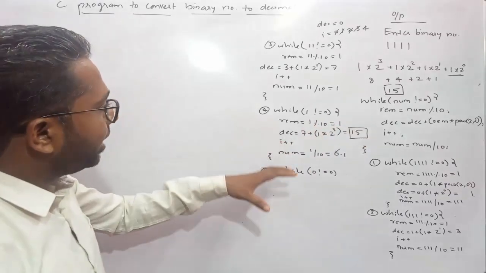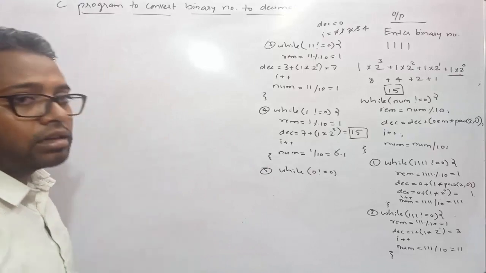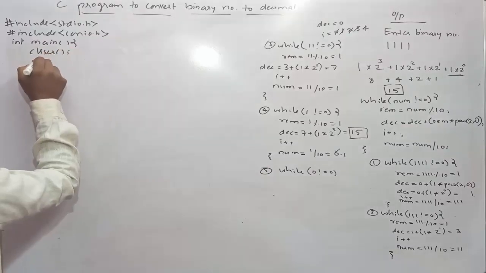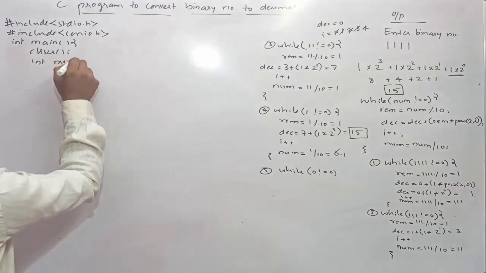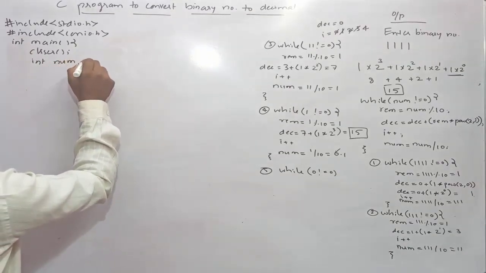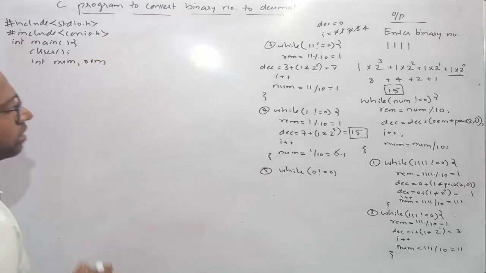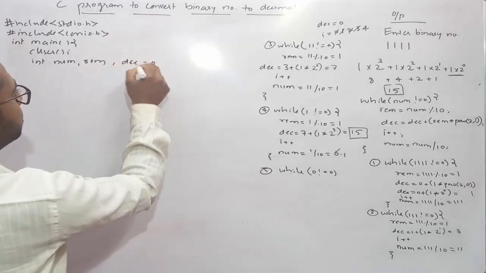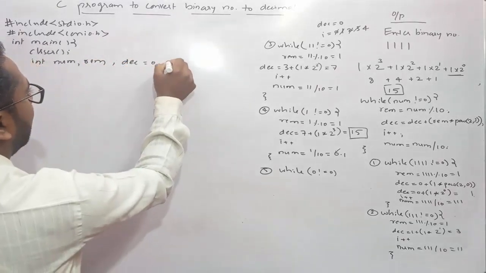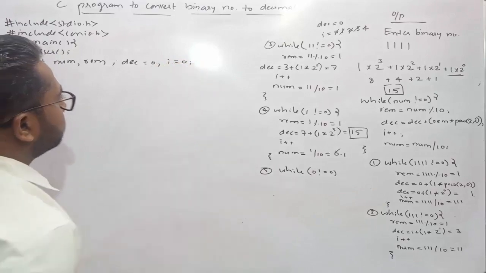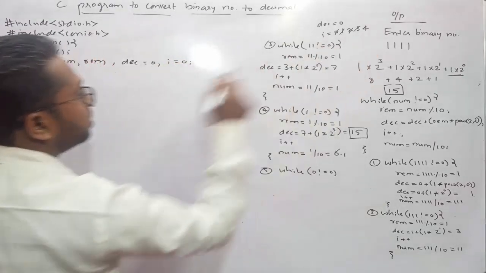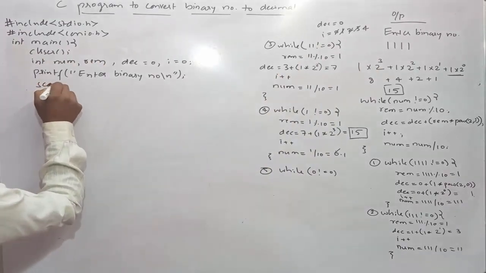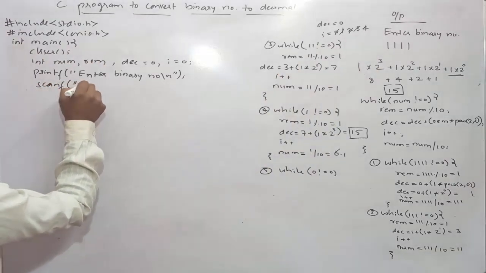Now I will apply this logic to write a C program. Clear screen, and then we will declare variables. First is num, second one is remainder, decimal equals 0, and I equals 0. So these are the variables which we require. Next, I want to display that message. Then I will read that number using the input function.